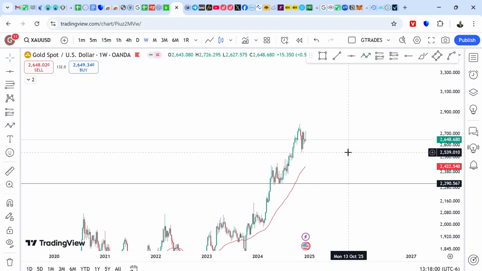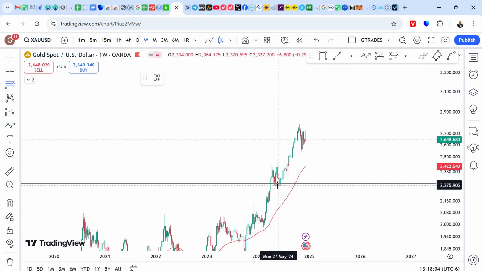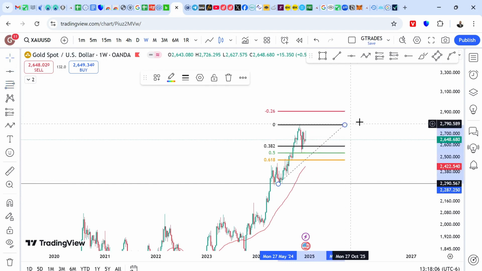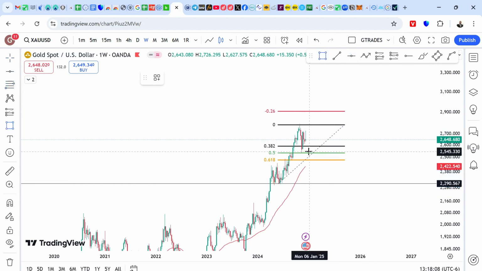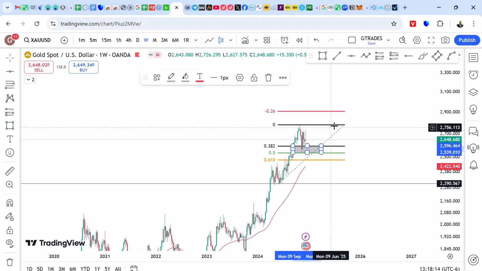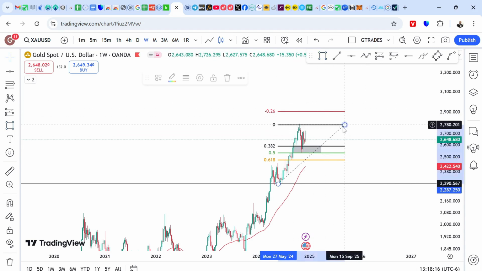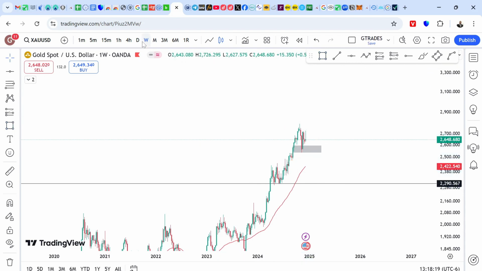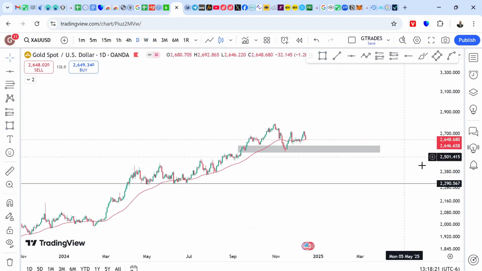So what you want to do is mark that level, that price that Fibonacci has mapped for us. Now I want to mark this zone, good, so that if price comes back there, I'll be taking my buy from there. All right, now let's scale down further to the daily time frame to see if we can get another cool zone.